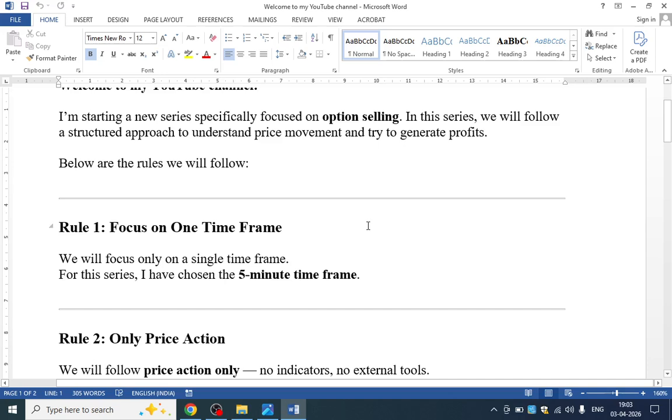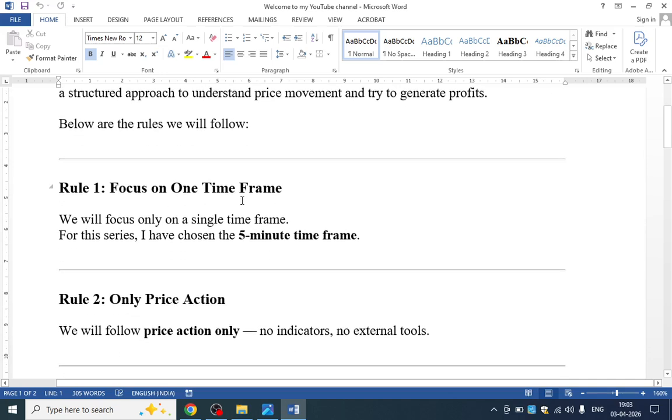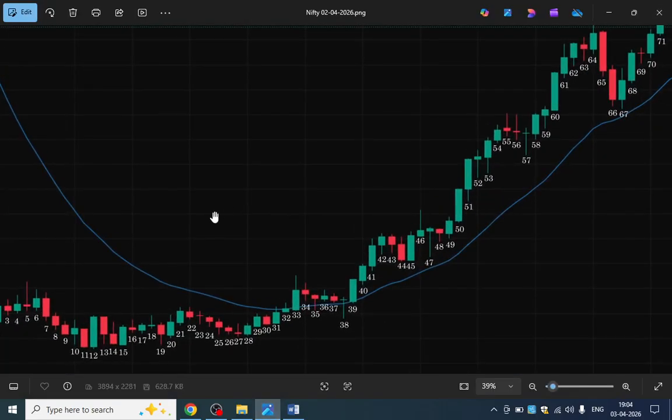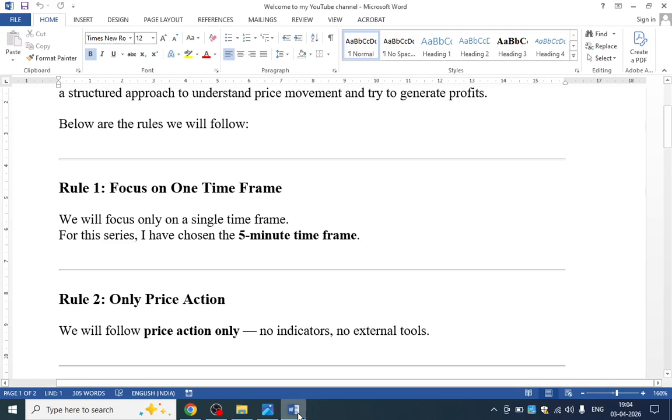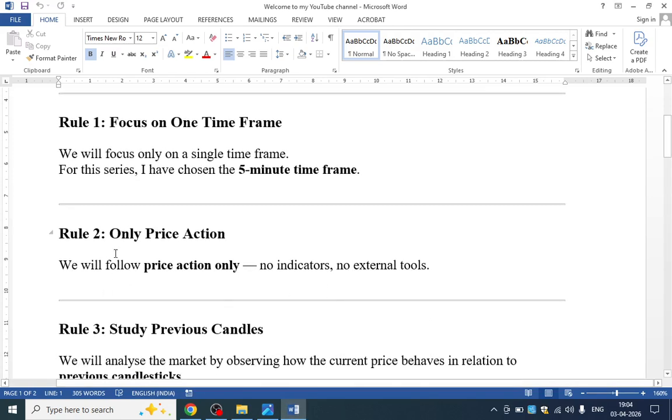These are the rules that I follow. We will focus only on one time frame, that is the 5-minute time frame. As you can see, these are the 5-minute charts, and we will follow it. I have numbered every candle so that it will be easy for me to discuss and give you some guidance and my views. We are only concerned with price action.